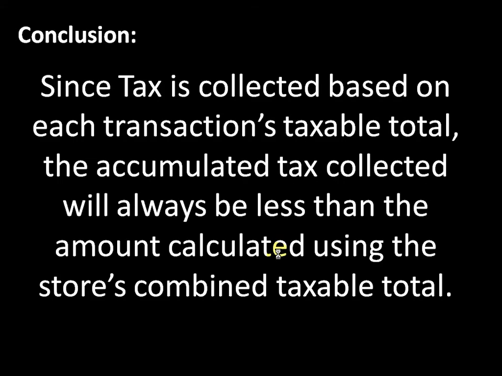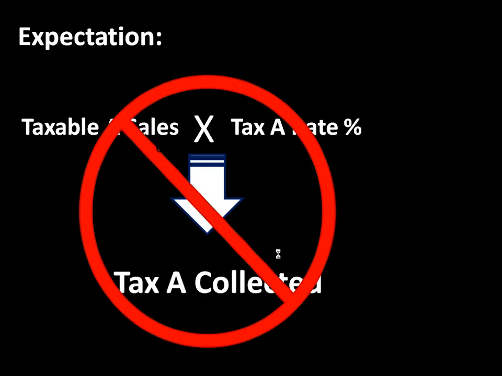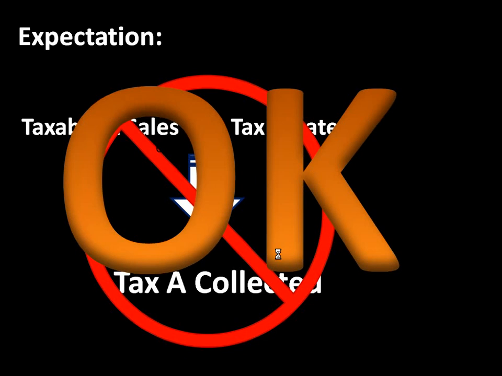So what does this mean? This means that since tax is collected based on each transaction's taxable total, the accumulated tax collected will always be less than the amount calculated using the store's combined taxable total. Let me say that again. Since tax is collected based on each transaction's taxable total, the accumulated tax collected will always be less than the amount calculated using the store's combined taxable total. So what does this mean? This means the fact that the math doesn't work is actually okay, because it cannot work unless you happen to have a store that does one transaction a day, which I hope is not your situation.